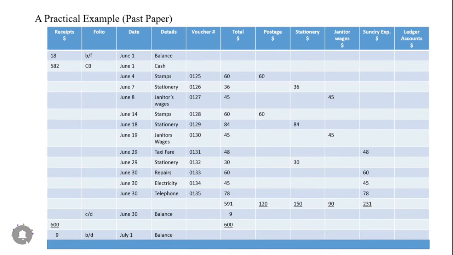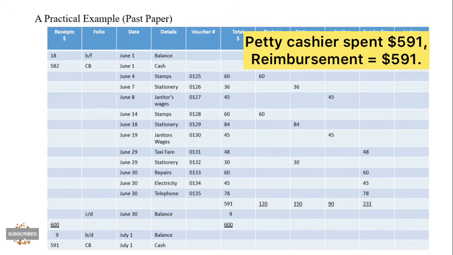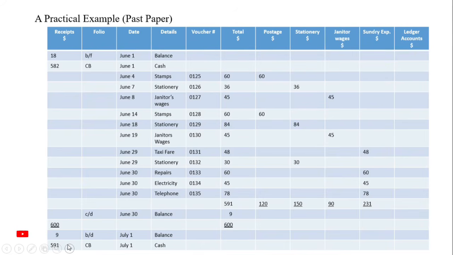All right, and then the last part of the question says we should restore the imprest amount. So if we spent $591, then how much money should we receive from the senior cashier in order to restore the float of $600? Very good. The amount of money that was spent, $591, you would put that money there, and so the senior cashier needs to give you back that $591 in order to restore the float. All right, so there you have it. Past paper question. It really doesn't get much more difficult than this, I can tell you that.